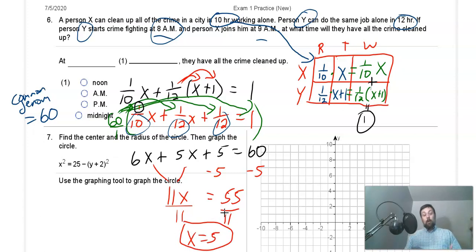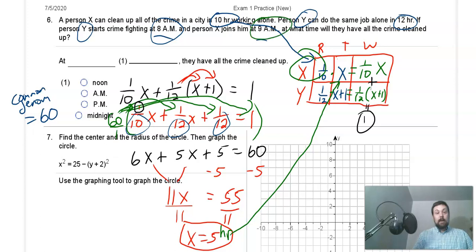So if you made it that far and you get x equals 5, that's super impressive. It's not an easy problem, and you got the right answer, essentially. But they want us to take that result and find the time of day that the job will be done. This is not the time of day. It's not 5 p.m. that the job is done. This is 5 hours. It's 5 hours for person X. So person X will end up working 5 hours before the job is finally complete.